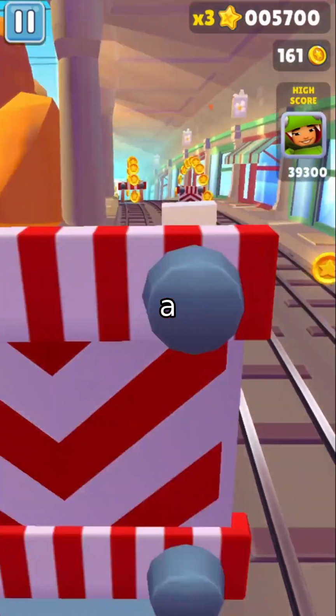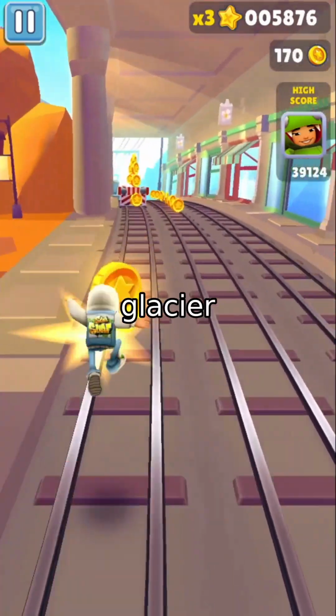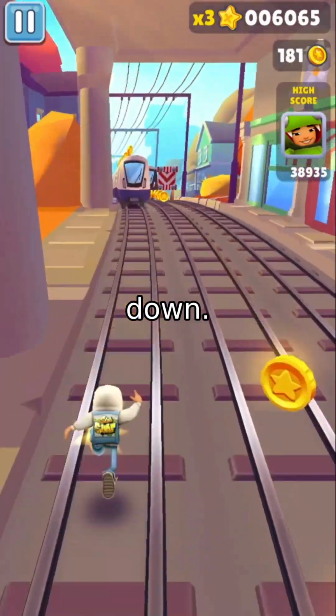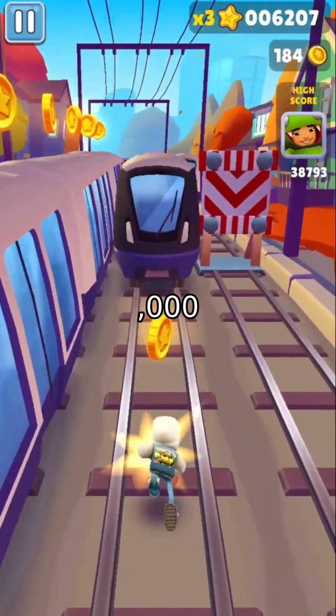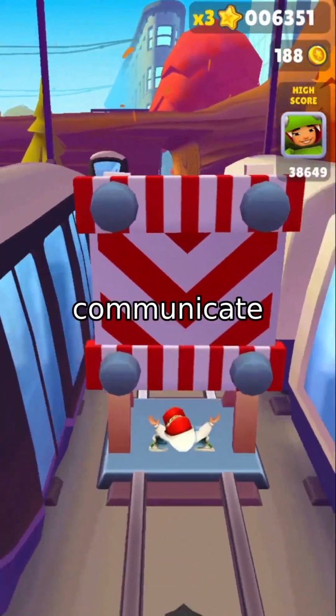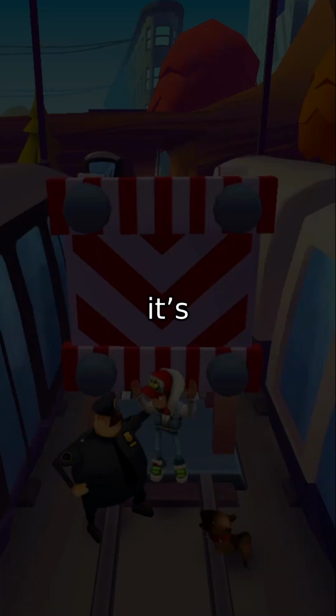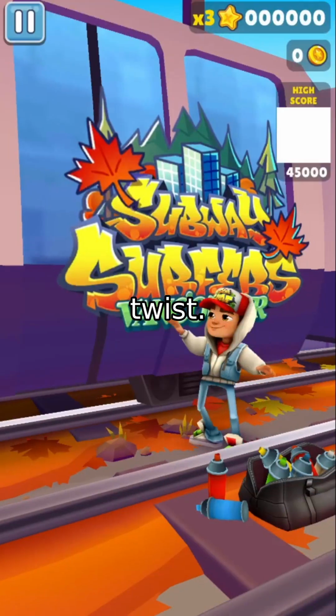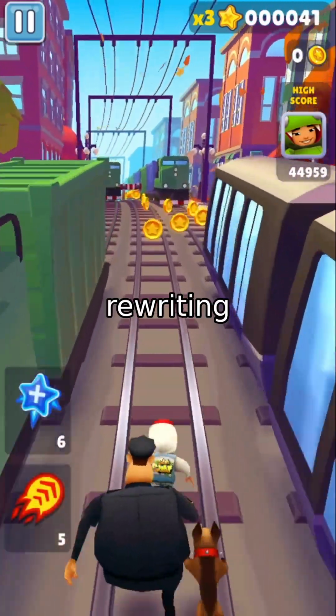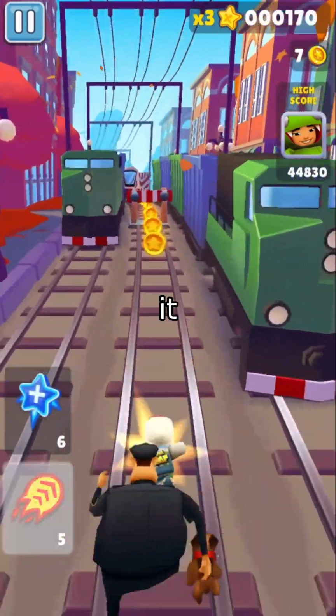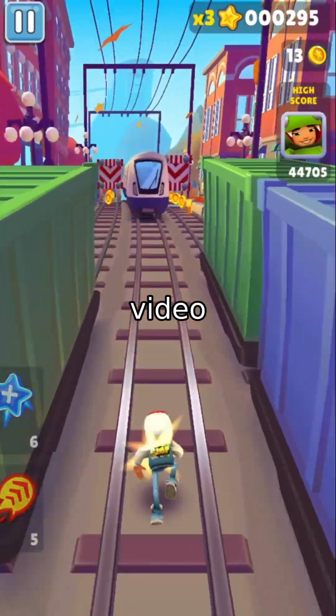Ever wonder why generating a 5-minute AI video feels like waiting for a glacier to move? Let's break it down. Imagine trying to assemble a 1,000-piece puzzle, except every piece has to communicate with every other piece. That's essentially what traditional video models do, and it's incredibly slow. But here's the twist. A breakthrough called Radial Attention is rewriting the rules. Let's dive into how it works, and why it's a game changer for AI video creation.